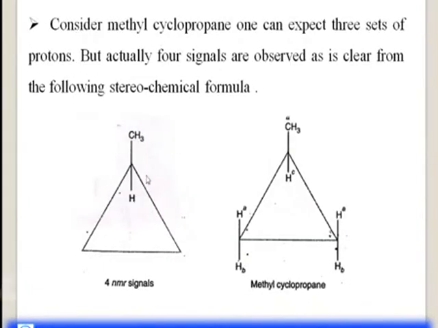Another is methyl cyclopropane. One can expect 3 sets of protons, but actually 4 signals are observed, and you can see this again in the stereochemical formula. When we show these protons which are understood, you can see 4 NMR signals will be obtained: 1, 2, 3 and 4.